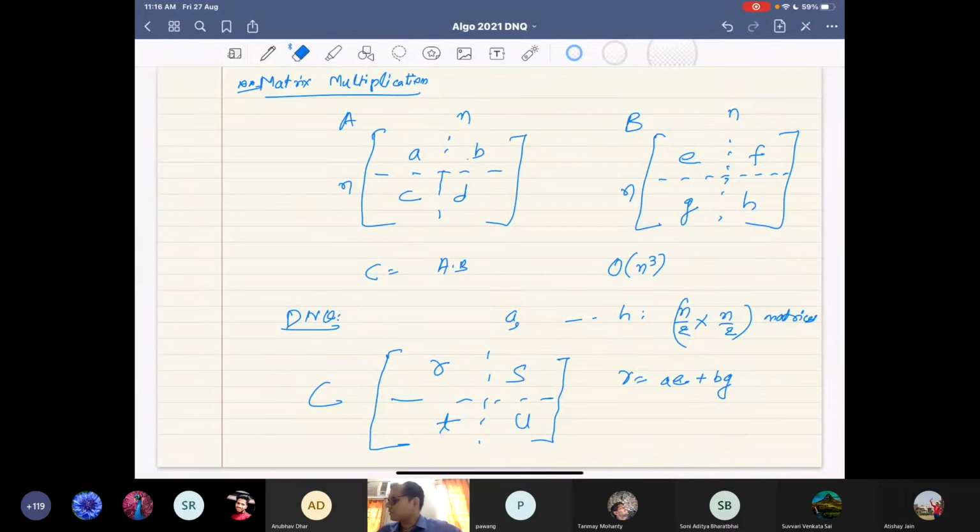Okay, S, T, U. They will be similar. S will be AF plus BH, right? AF plus BH. And similarly, you can write other terms. Now, there will be 2 terms in there.